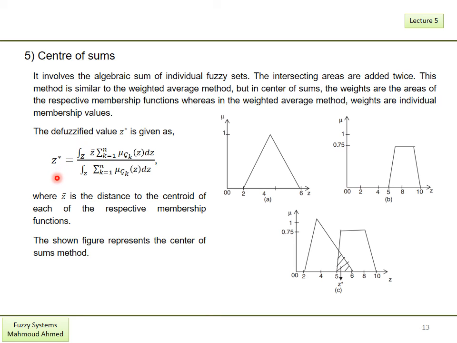So for the defuzzified z star, we get the summation of the fuzzy membership value, and at the end we multiply it with z bar, which is the distance to the centroid of each of the respective membership functions. In the shown figure, we can find that z star lies in the area of intersection between both membership functions.